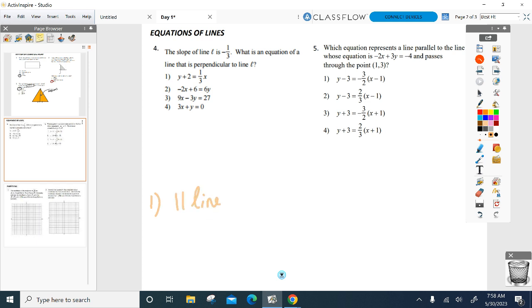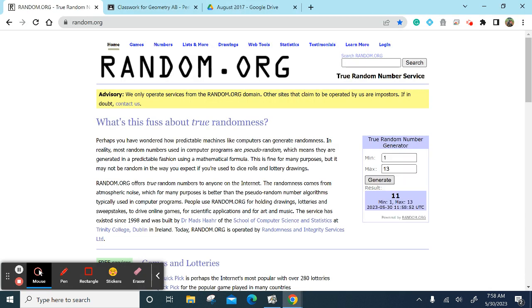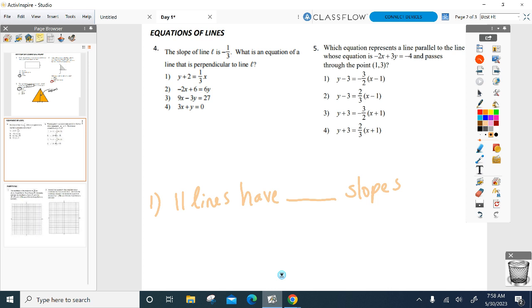Parallel lines. If two lines are parallel, they have, somebody fill in the blank, type of slopes. Two lines are parallel. They have blank type of slopes. Parallel lines. Parallel. Thank you. Nice. Same slopes, equal slopes. All right. There we go. Good start to the review. Same slopes. All right. Well, what if I change it up on you and now I say perpendicular lines?